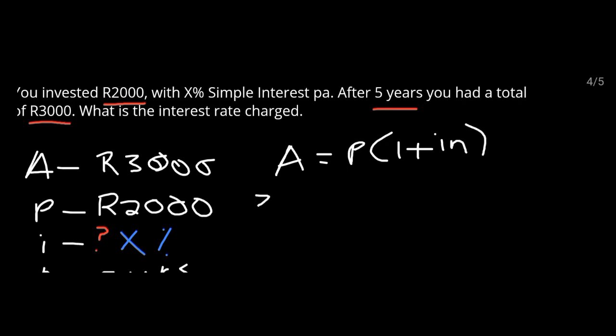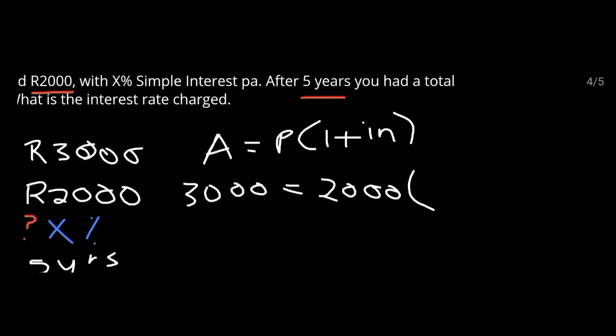So I have my A as 3,000. Let me write it properly. 3,000. My P is 2,000. You must get used to practicing algebraic equations, guys, because it is just a matter of making whatever you're looking for the subject of the formula. The interest is X percent, so you can write it as I, or because they gave it as X, I write X percent as X.